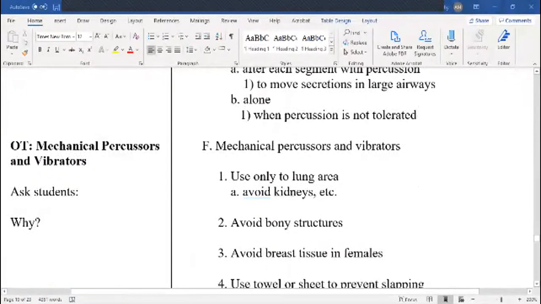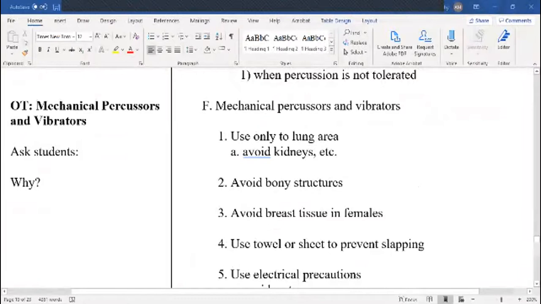Then we get into the mechanical percussors and vibrators, all right? Now, I'm going to show you the PowerPoint for the percussor and the manual devices that we use, okay?